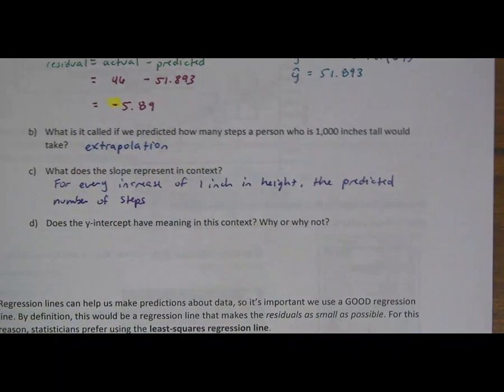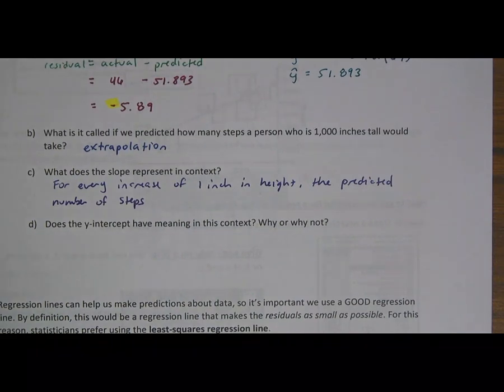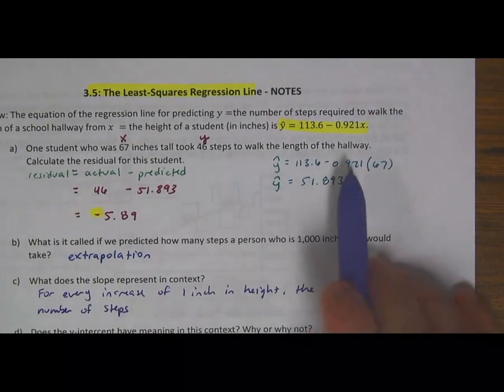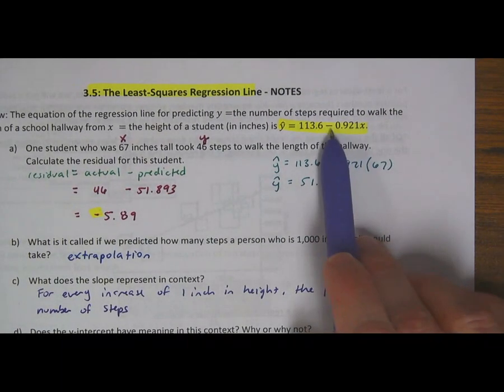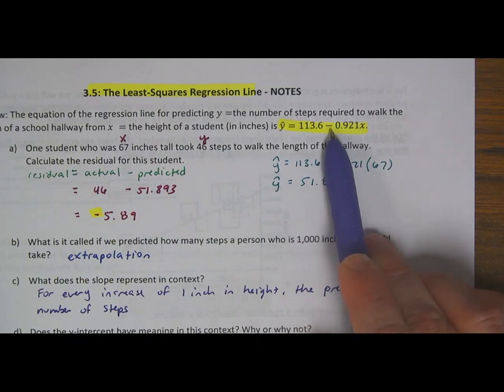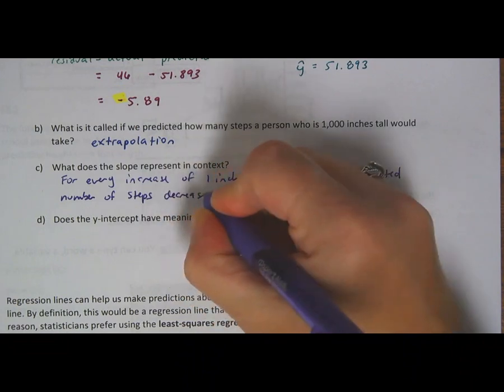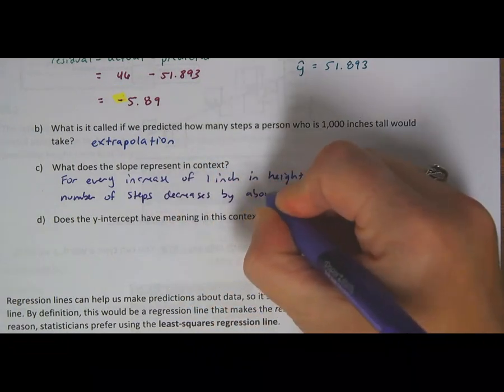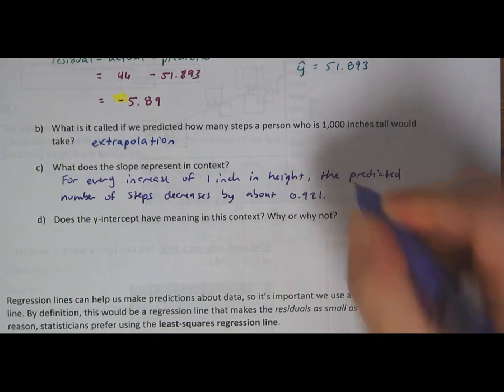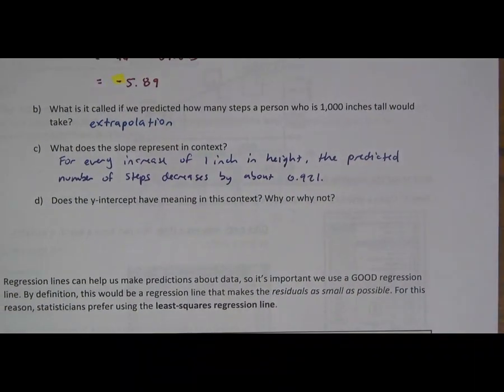And then if your slope is positive, you're going to put increases. If your slope is negative, you're going to put decreases. So I'm going to glance back up there really quickly. The slope is the number in front of x, and it's negative. So for every increase of 1 inch in height, the predicted number of steps decreases by about 0.921. Which makes sense. I guess here the relationship is the taller you are, probably the longer your legs are, maybe, and so it takes you fewer steps to travel the same route as a shorter person.